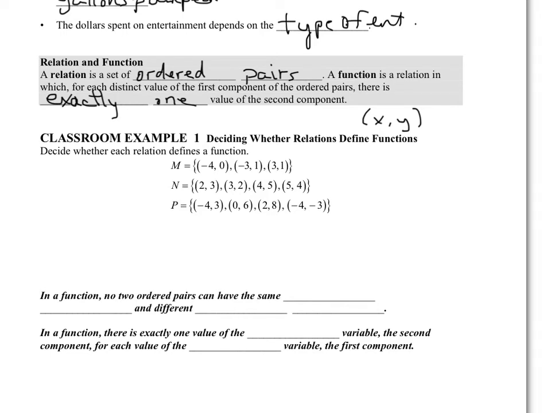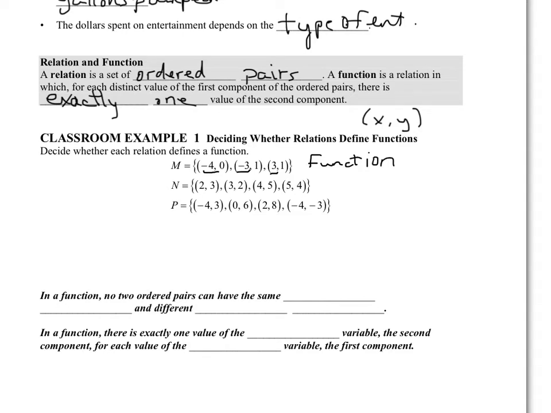So in set M, if I check these ordered pairs, remember all I have to do is simply look at the x values. I really don't even care what the y values are if I'm trying to determine if I have a function. So the first one is -4. The next ordered pair has an x value of -3. The last one has an x value of +3. That's all I have to look at. Those numbers all are different. Therefore, it's a function. As long as the x's are different, I don't even care about y's. I'm just checking the x values.